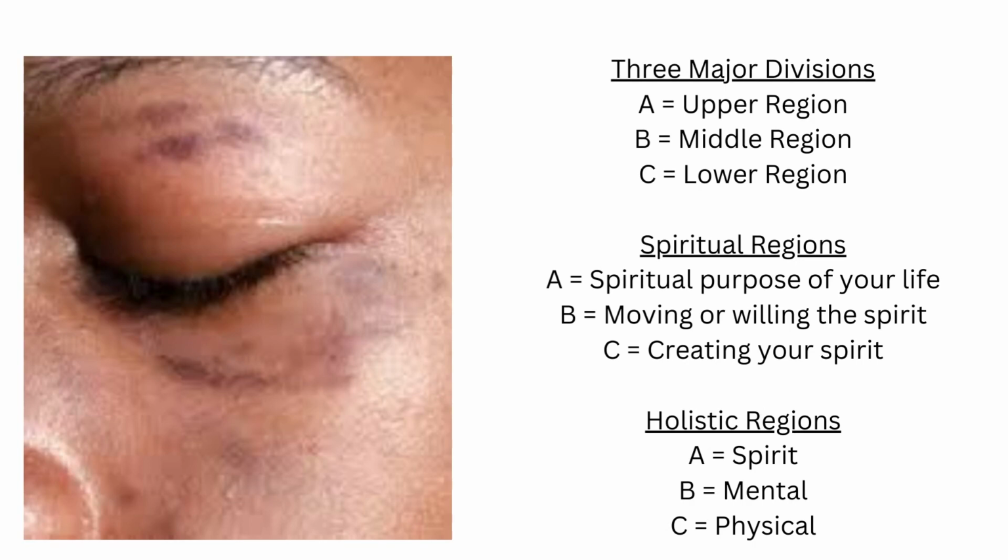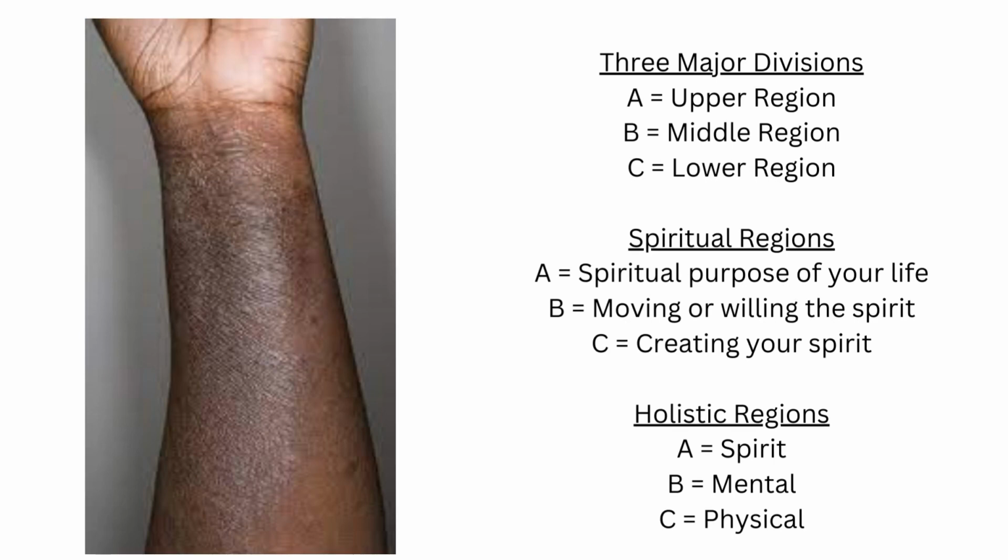All right. What about this one? We're going to go with zone B, right? On her face, it's zone B. Okay, here we go. What about this brother's arm? A and B. A and B. Good.